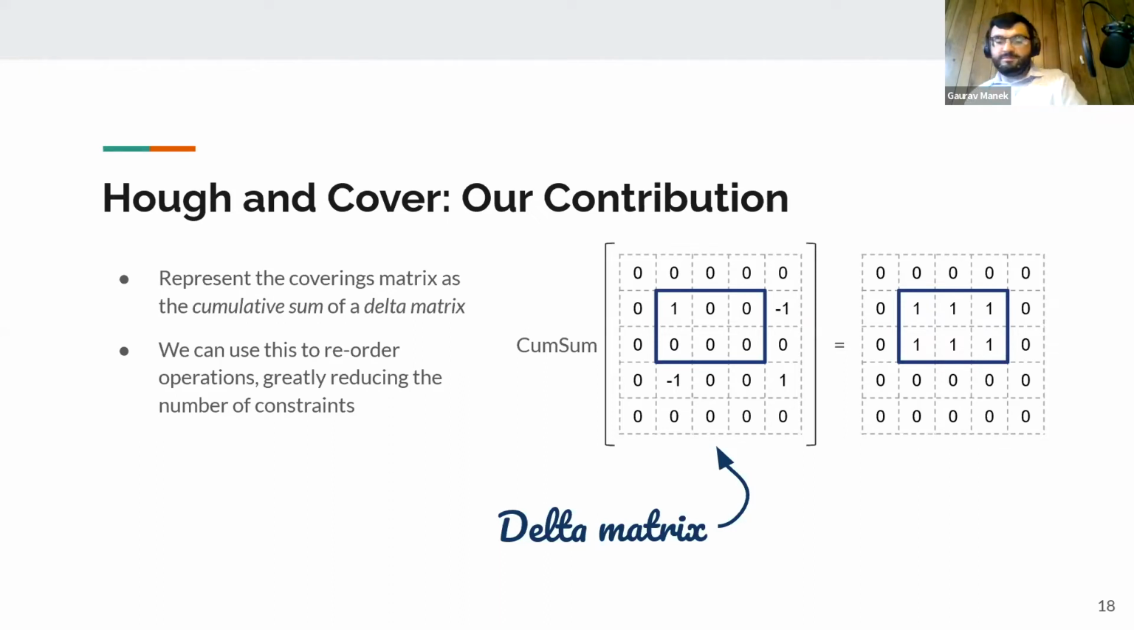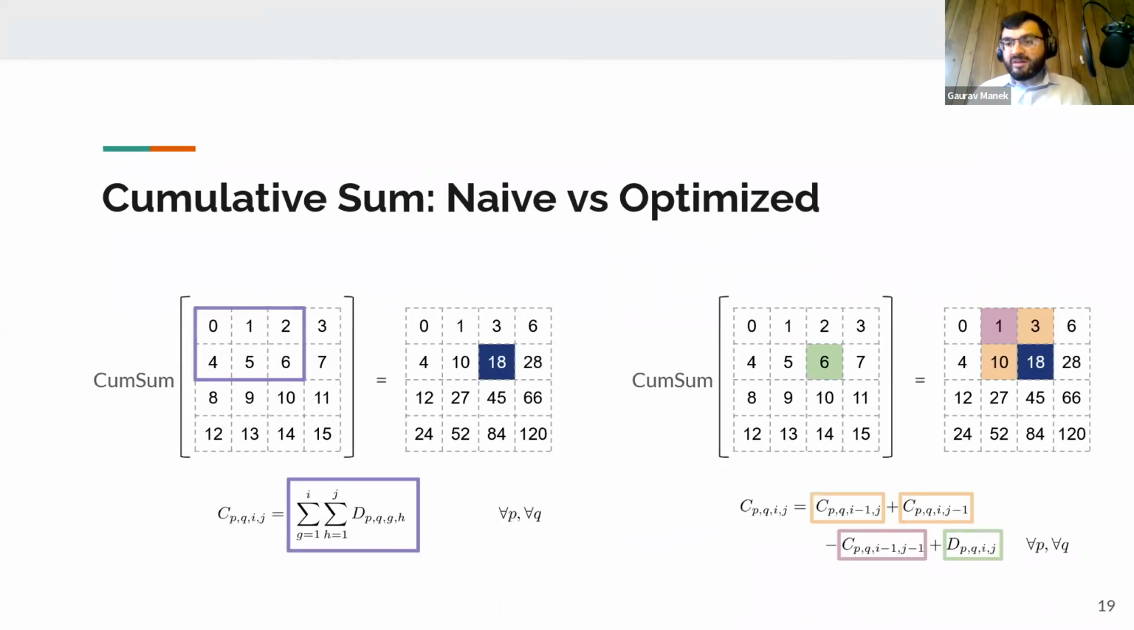Now, the idea of a delta matrix itself comes from a different part of classic computer vision. And it's a common operation afforded in libraries like NumPy and R.